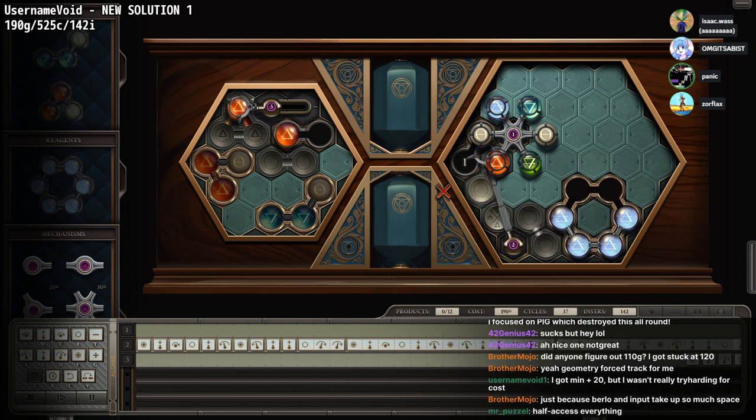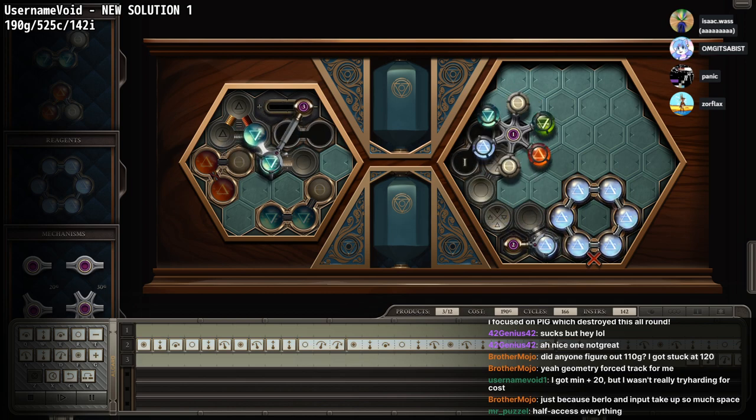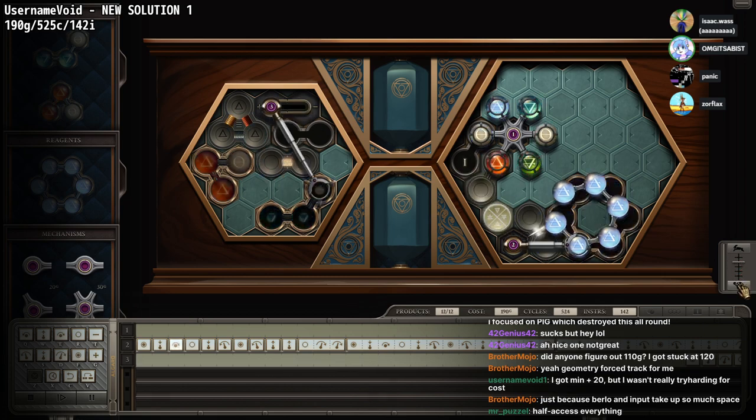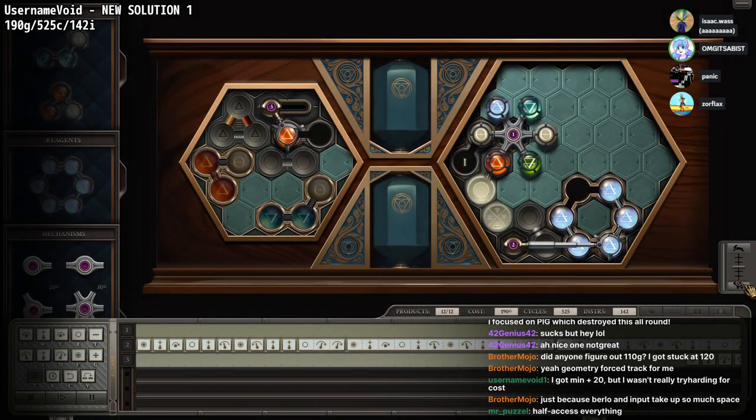Here's a speed solve from username Void. I see. It's very nice. It's actually scripted all the way out, but it has a very regular pattern. I do have a soft spot for production cost, because it's not always interesting, but when it is interesting, it's really interesting. I only recently discovered the Hello Jasper work on Aether Reactor cost, which is all wasted in a single chamber.